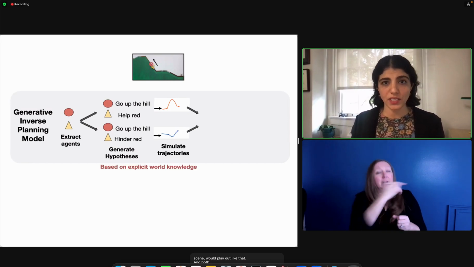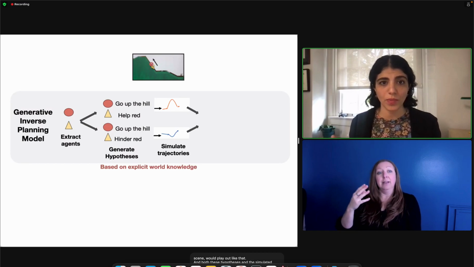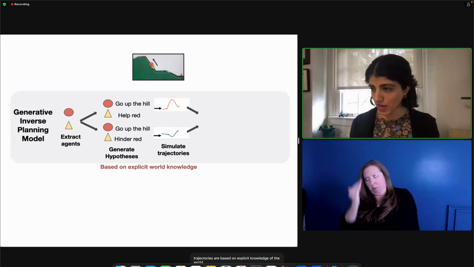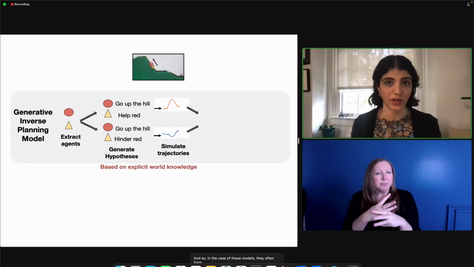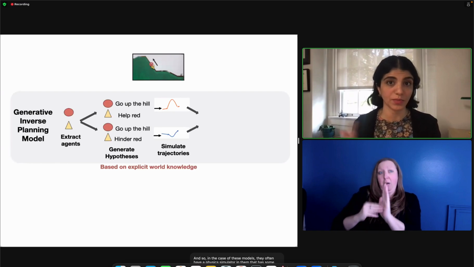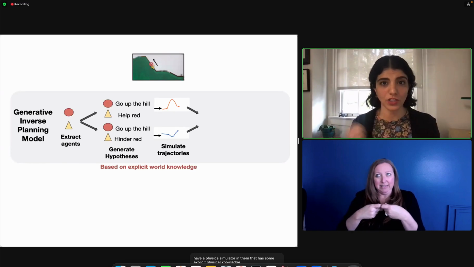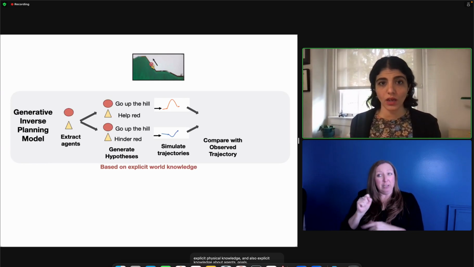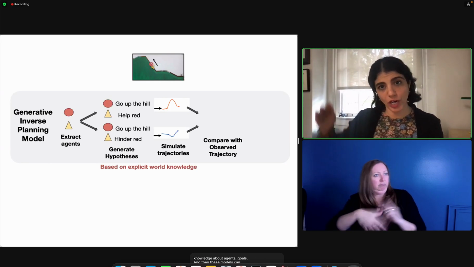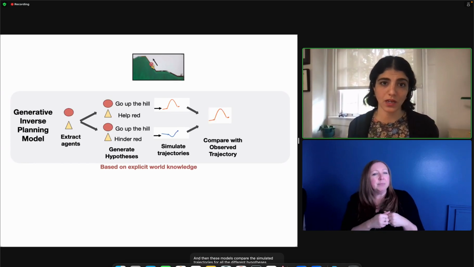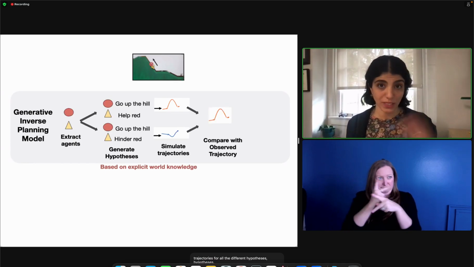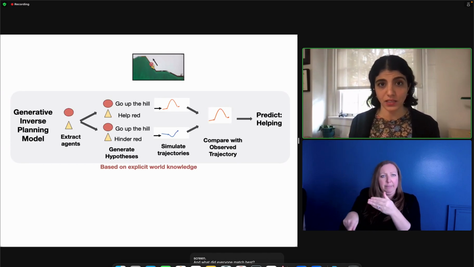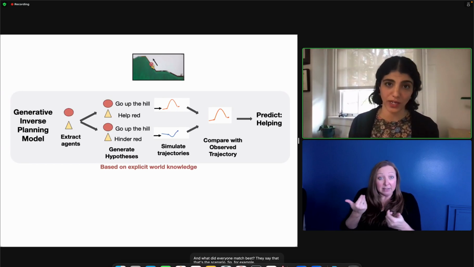And both these hypotheses and the simulated trajectories are based on explicit knowledge of the world. And so in the case of these models, they often have a physics simulator in them that has some explicit physical knowledge and also explicit knowledge about agents' goals. And then these models compare the simulated trajectories for all the different hypotheses to the one that was actually on the screen. And whichever one matched best, they say that that's the scenario. So for example, in this case, it would predict help.